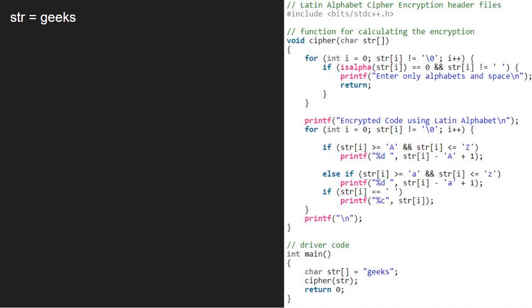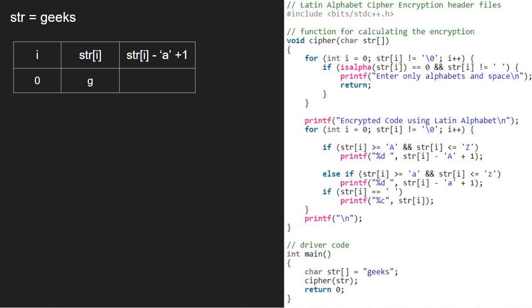0 till str's end. So first, i will be 0 and str at 0 is g. As it is lowercase g, the else if condition gets satisfied and we print str of i minus ascii of a plus 1. So it will be 103 minus 97 plus 1. Next, i will be 1 and str at index 1 is e. Again, the else if condition gets satisfied and we print ascii of e minus a plus 1.